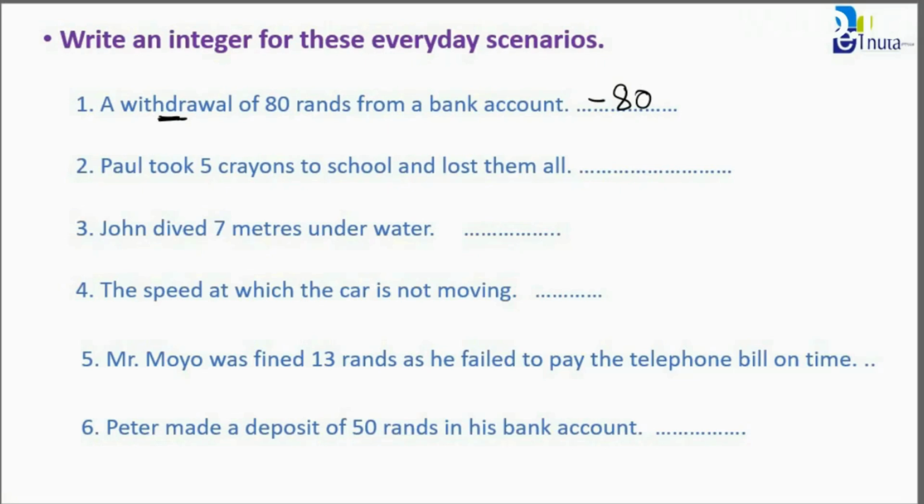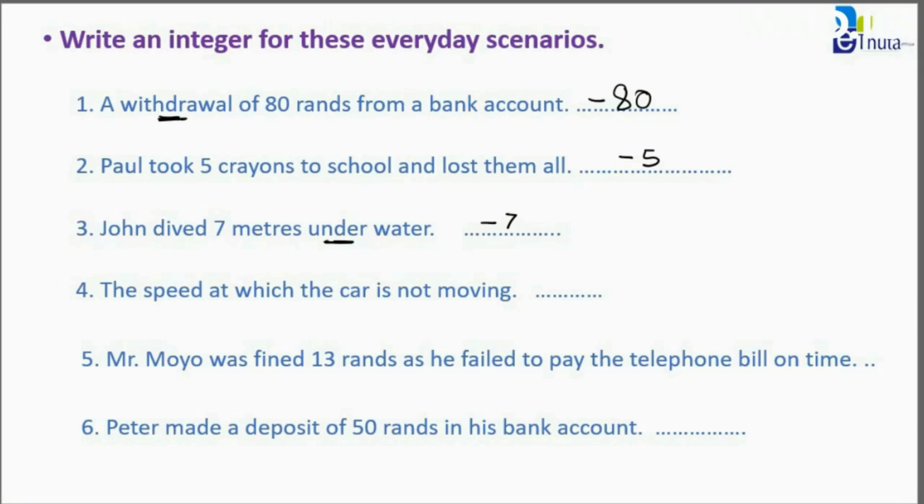Paul took 5 crayons to school and lost all of them. Now, loss means negative. So our integer is minus 5. John dived 7 meters under. The key word is under. So the under shows that our integer should be minus. So we write minus 7. It means he went minus 7 underwater.